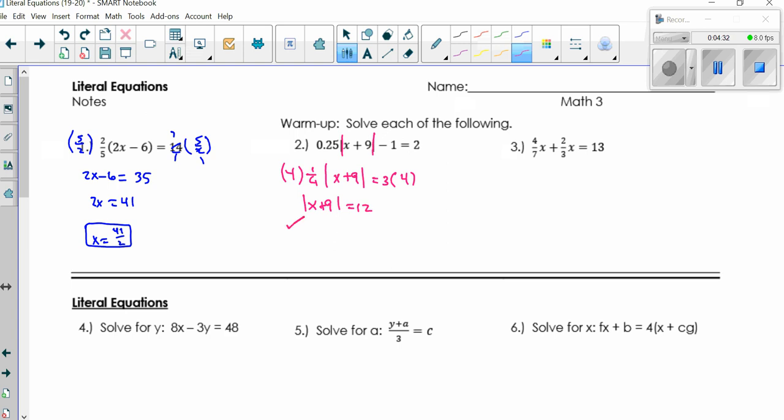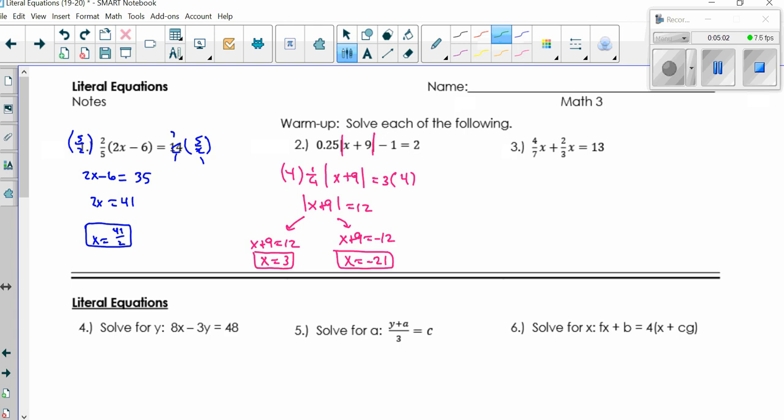Remember, when we have absolute value, we need to break off into 2 equations, since we can take the absolute value of 2 things to get a 12. I want to know when x plus 9 is going to give me 12. I also want to know when x plus 9 is going to give me a negative 12, since the absolute value of negative 12 is also 12. If I subtract 9 from both sides here, I'm going to get x equals 3. And if I subtract 9 over here, I'm going to get x equals negative 21. So both of those values will satisfy my equation.